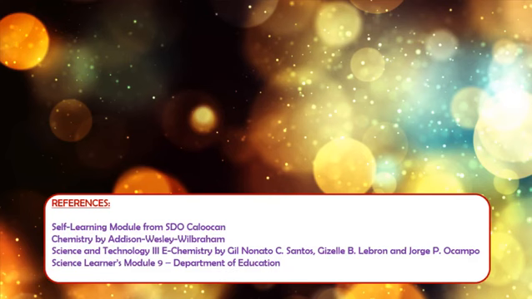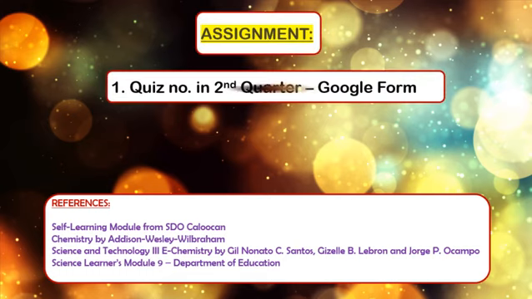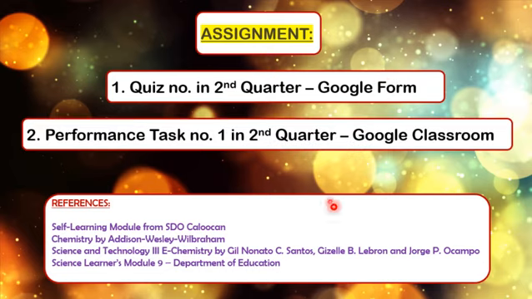So that's all for today, and I hope you learned something from our lesson which you can apply in real life situation. Before we end up, take note of the following tasks to accomplish this week, such as the quiz 1 in the Google form for the second quarter. And for your performance task number 1 for the second quarter, which will be answered in the Google Classroom. And for your module, please wait until the school distributes it to you. So for now, you only have two activities to accomplish, the quiz and the performance task. Okay?